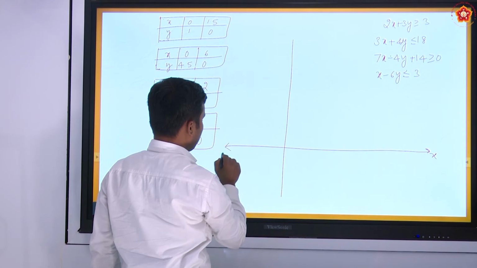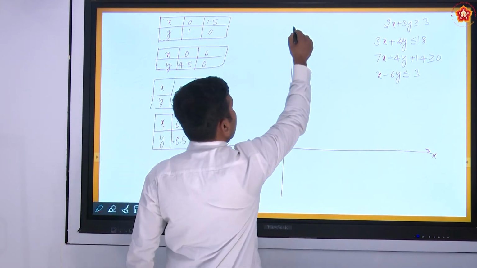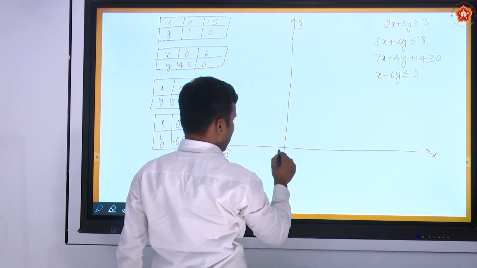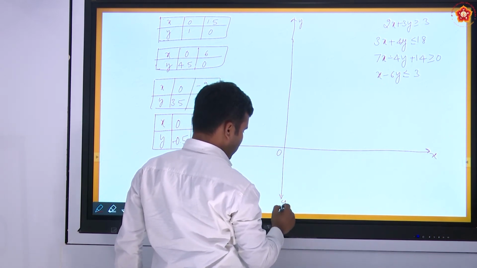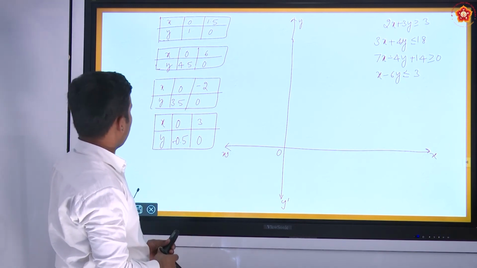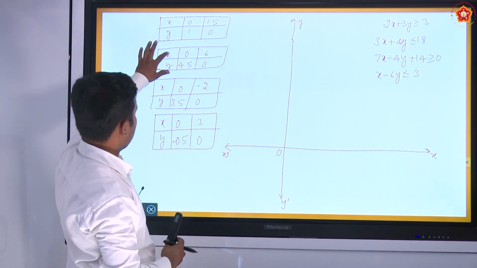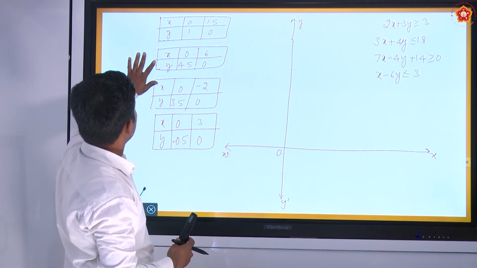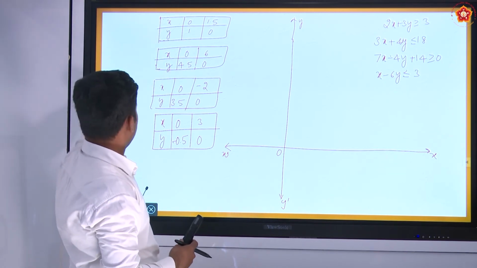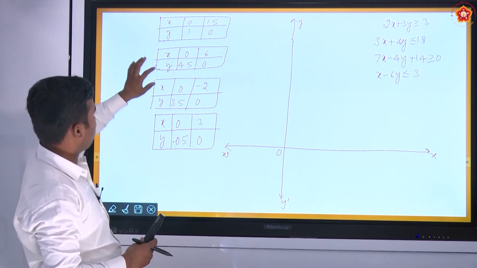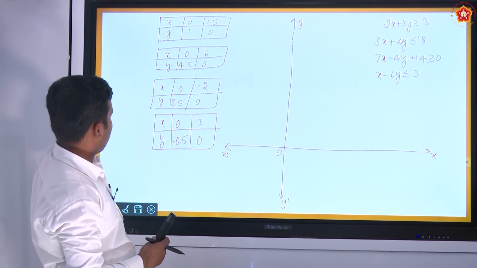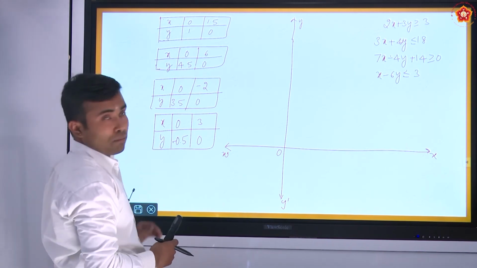X-axis, y-axis, origin. So now here you may see, what is the maximum value for x? 6, and the minimum value for x? 0. 0, no, minus 2. Now similarly the maximum value for y is 4.5, and the minimum value for y is minus 0.5.